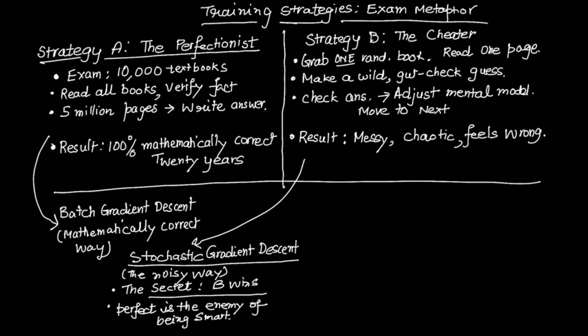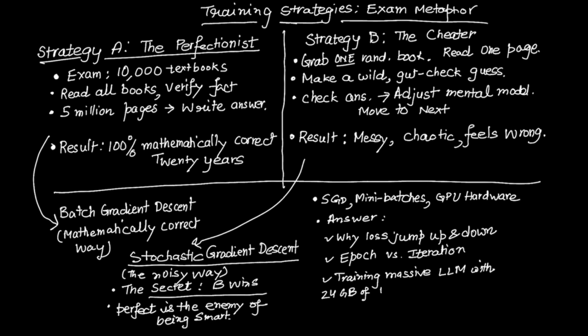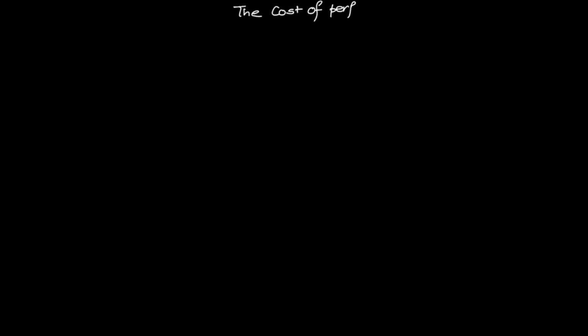Today, we are going to learn about the mechanics of training. We are going to explore SGD, mini batches, and the hidden hardware secrets of your GPU. We'll answer the questions that plague every junior engineer. Why is my loss curve jumping up and down like a heartbeat? What exactly is the difference between an epoch and an iteration? How do I train a massive LLM like Llama 3 when I only have 24 GB of VRAM? By the end of this video, you will understand why noise isn't a bug, it's the most powerful feature in deep learning.